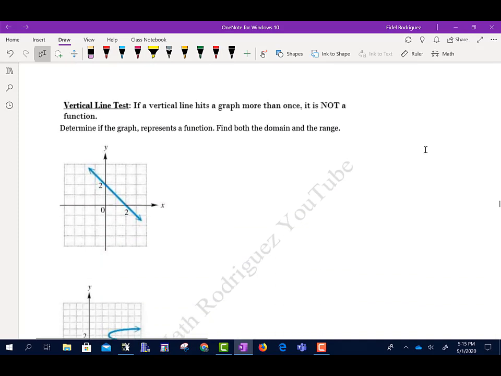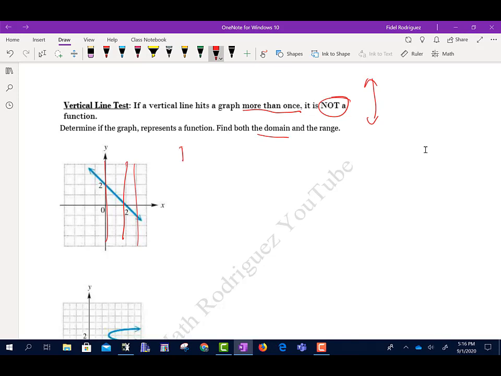Now, there's something else here called the vertical line test. So, guys, vertical lines look like this, going up and down. The vertical line test says if a vertical line hits a graph more than once, then it's not a function. So let's draw a vertical line. How many times do I hit the graph? Once. How many times do I hit the graph? Once. No matter how many times I do this, my graph is only going to hit once.